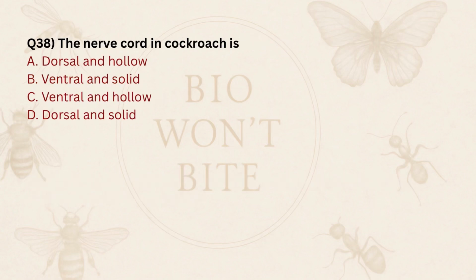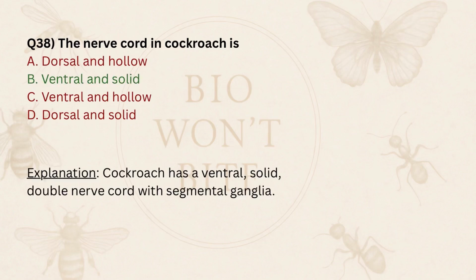Number 38. The nerve cord in cockroach is. Option B is the correct answer, ventral and solid. Unlike humans, the cockroach has a ventral solid double nerve cord with segmental ganglia that controls body activities.